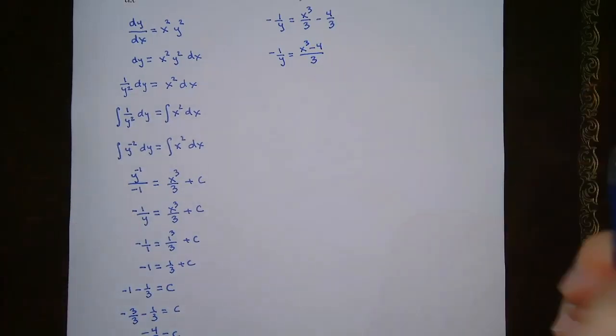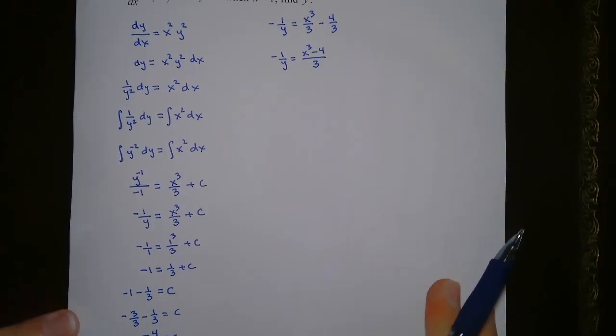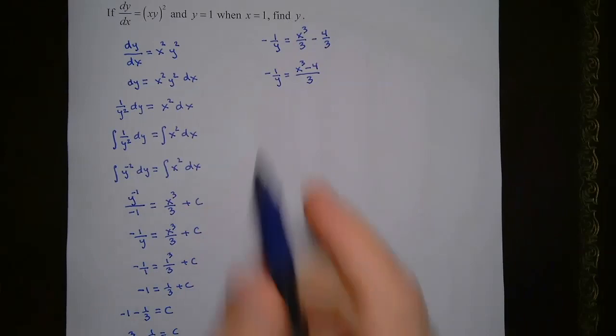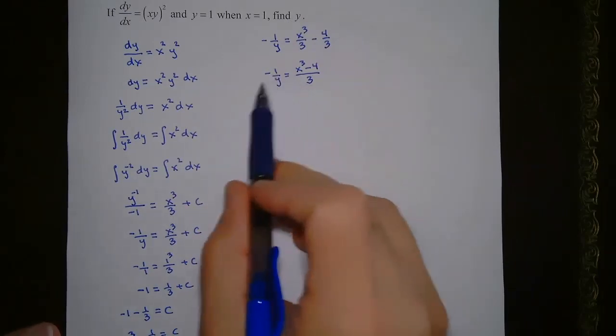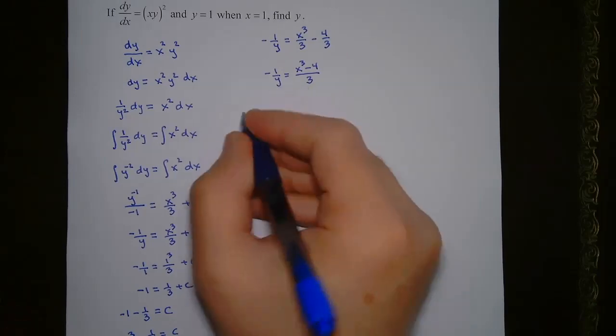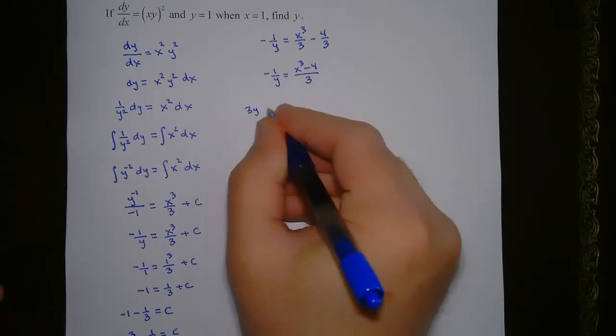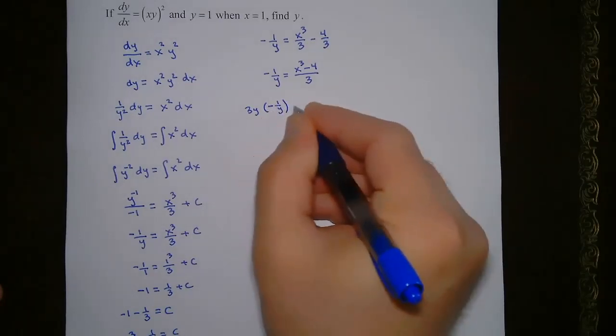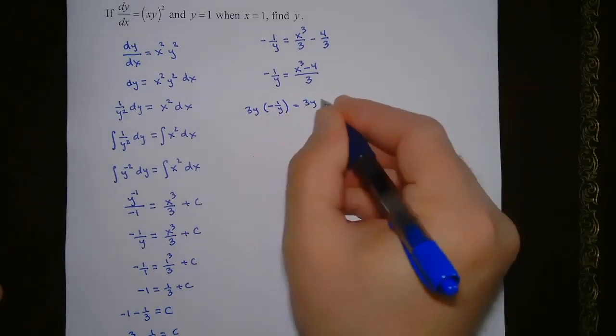Okay, so now it said at the very beginning, find y, right? Find y, okay? So what we can do is multiply both sides by 3y, because that will clear out the fractions.